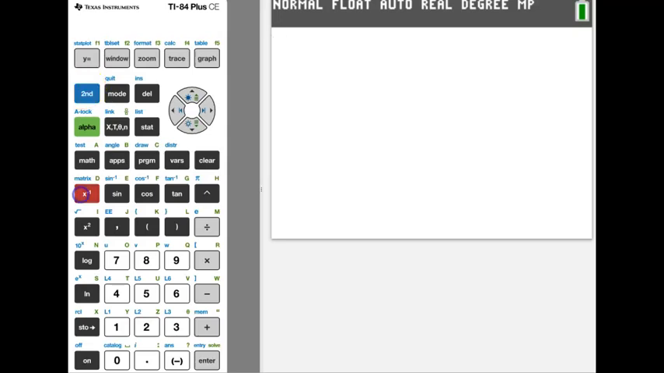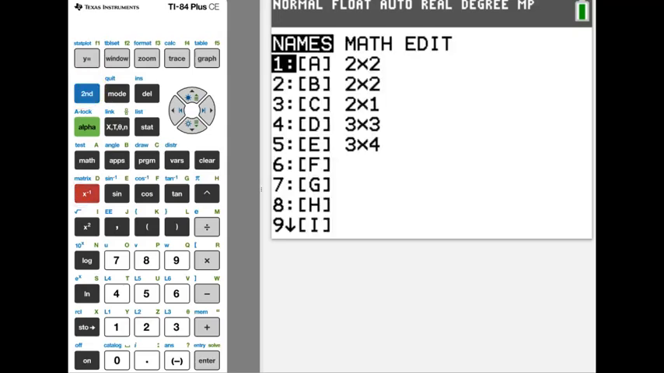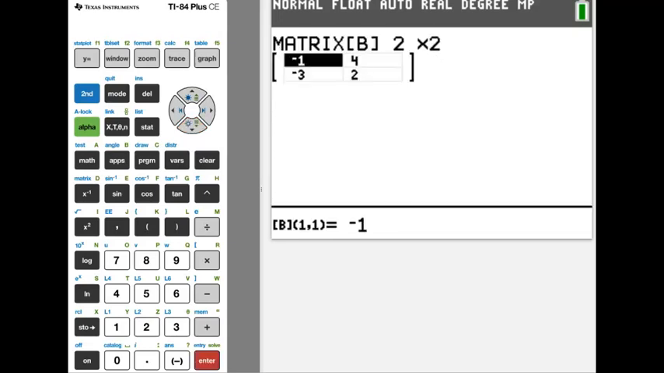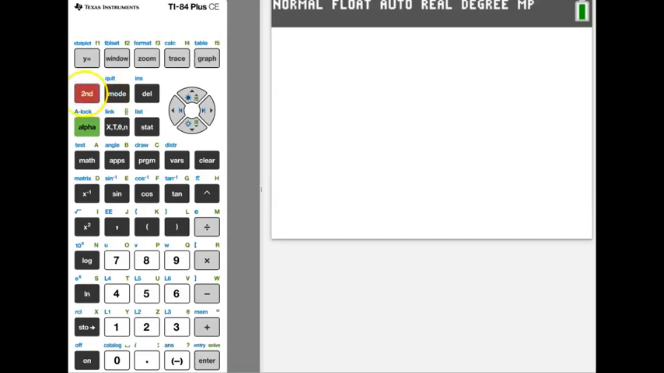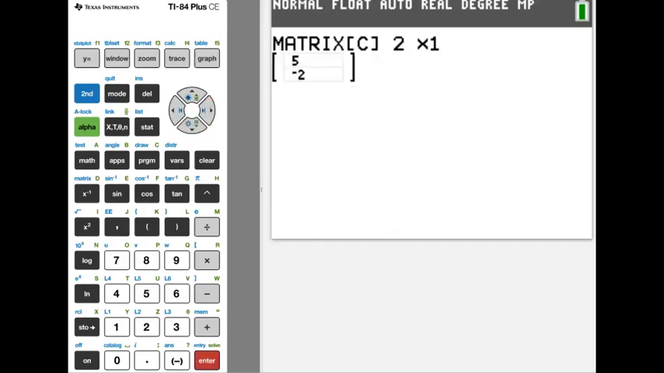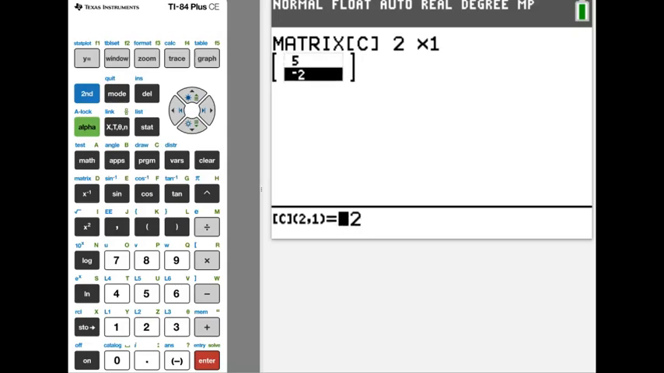And then I'm going to go back to matrix, and I'm going to go over to edit. And now I'm going to go down to matrix B, and I'm going to tell it it's a 2 by 2. And then I'm going to put in -1, 4, -3, and 2. All right, then I'm going to quit out of that, and I'm going to go back to matrix, go back to edit, go down to matrix C, tell it that it's a 2 by 1, and put in 5 and -2. And we actually don't need matrix D, so I'm not going to mess with that one.